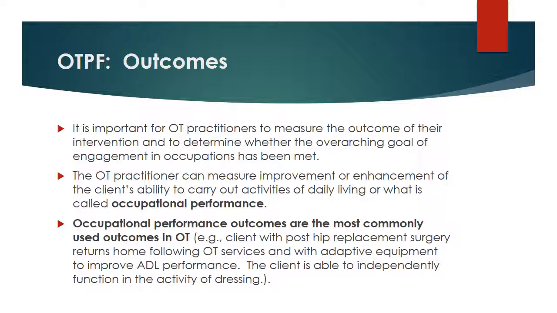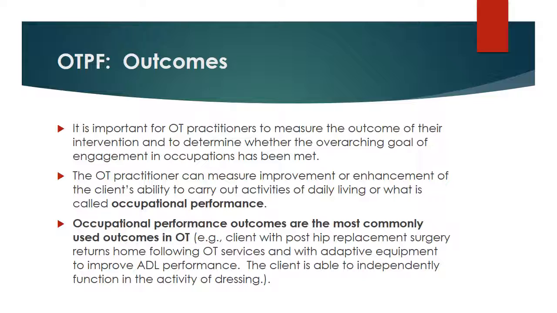And lastly, the last step of the OT process is outcomes. Outcomes is important for OT practitioners to measure the outcome of their intervention and to determine whether the overarching goal of engagement in occupations has been met. So this is what we're saying: after we've done the evaluation, which includes all of the assessments, we've determined what the goals are, we've collaborated with the family or with the client to determine what the goals will be so that we can provide client-centered or family-centered care, and we've implemented the intervention. Now we're taking a look at the outcomes.